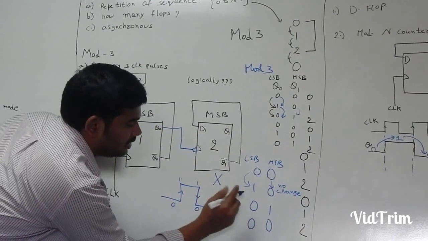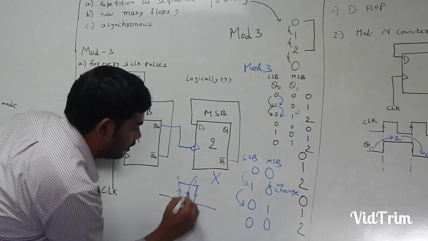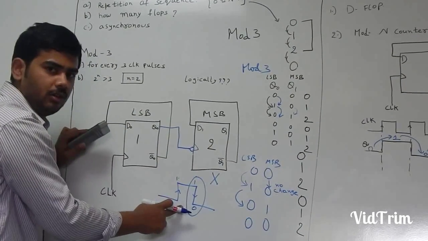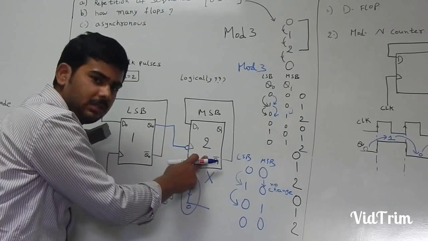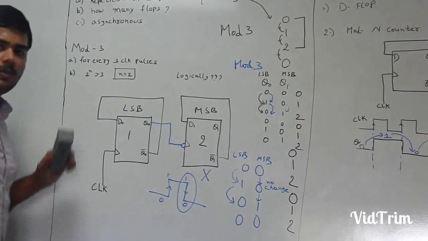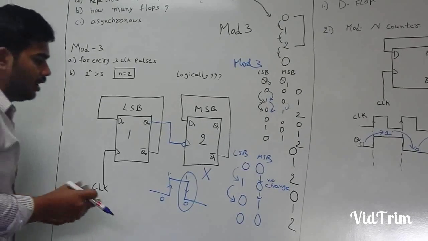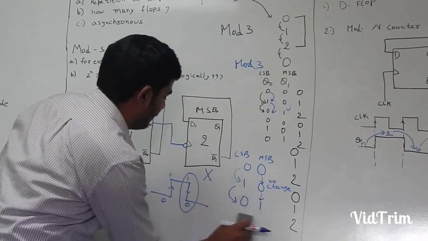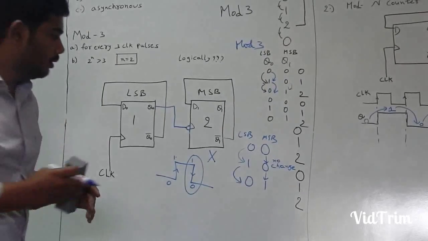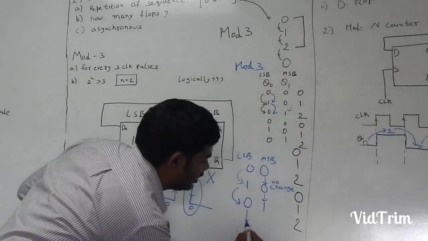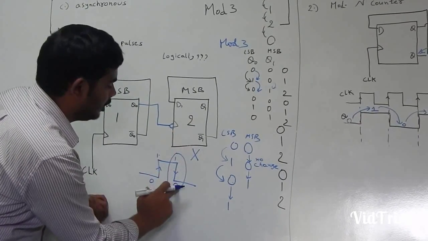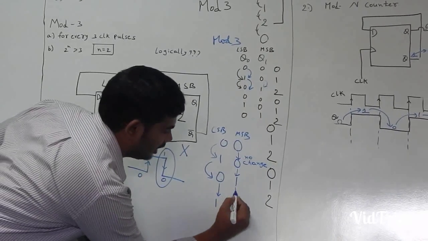Now the LSB is changing from 1 to 0, and this flop requires this transition only. So definitely it will toggle from 0 to 1. And now this process repeats continuously, yes or no? Because again it will change from 0 to 1, but it requires a negative edge, so it will not change, it remains unchanged.